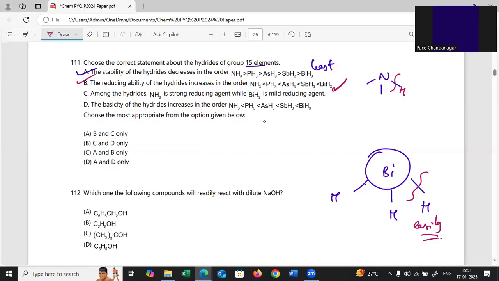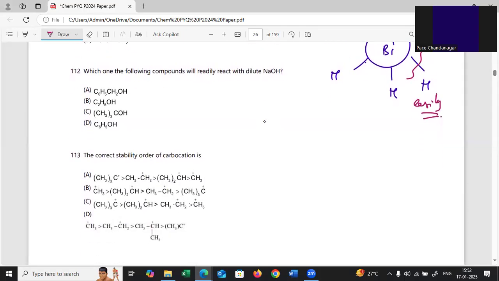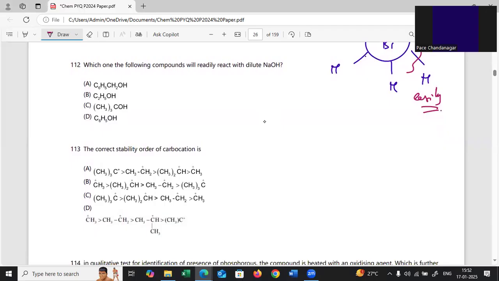Next, among the hydrides, NH3 is the stronger reducing agent. No, BiH3 is the stronger reducing agent because BiH3 will be able to release hydrogen more easily. Next, basicity of the hydrides increases. Acidity is highest in BiH3, so what will the basic order be? It will be the reverse order. Just reverse it, and that becomes the basicity order of the hydrides. So A and B only are right. Next. Which of the following compounds will readily react with dilute NaOH?